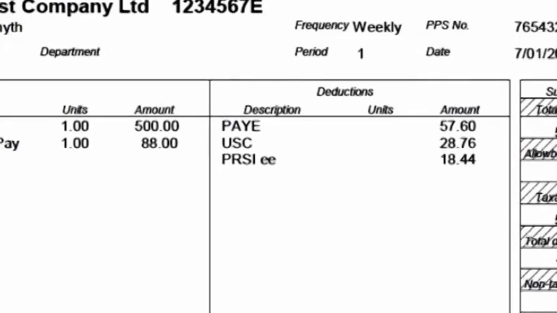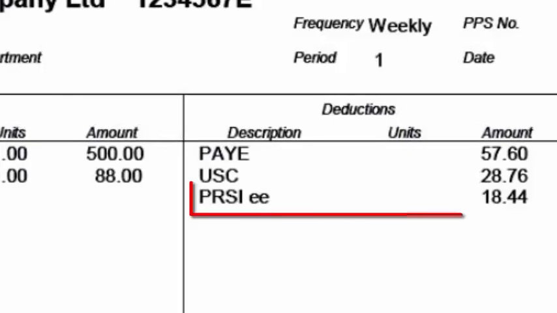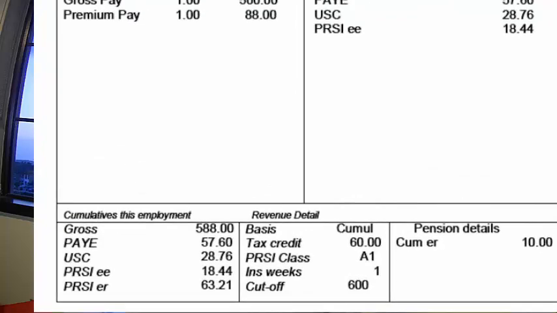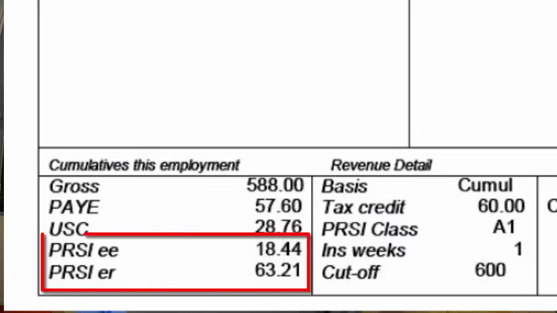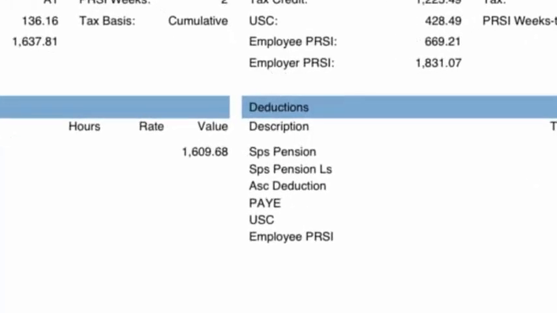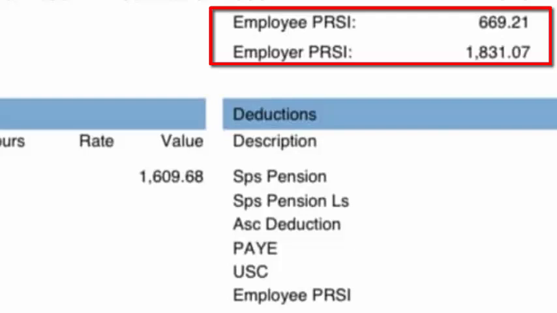PRSI, pay-related social insurance contributions, go towards social welfare benefits and pensions and enable people to qualify for social welfare payments such as old age pension, illness benefit and maternity benefit. Revenue collects PRSI contributions in most cases through the PAYE system. Most people working in Ireland must pay this, with few exceptions. PRSI is a payment made by employers and employees. The value of this payment is based on the amount employees are paid. PRSI is the main source of funding for social welfare payments. Pay-related social insurance contributions go to the Social Insurance Fund, which helps pay for social welfare benefits and pensions.